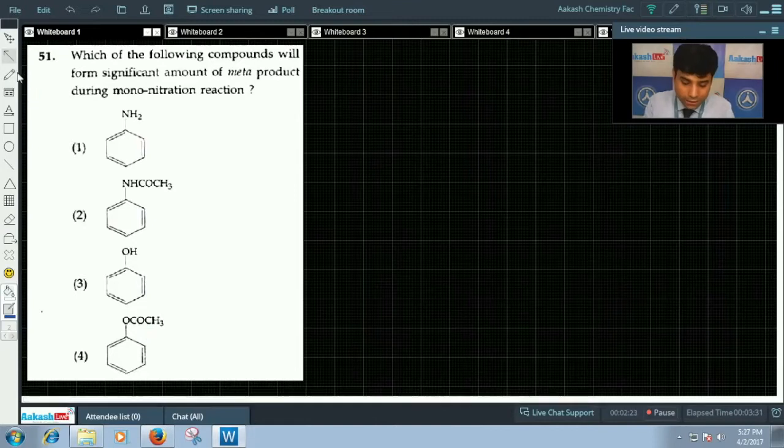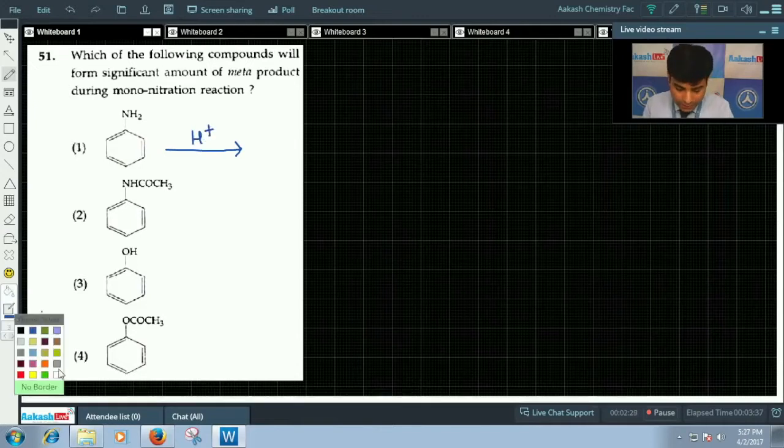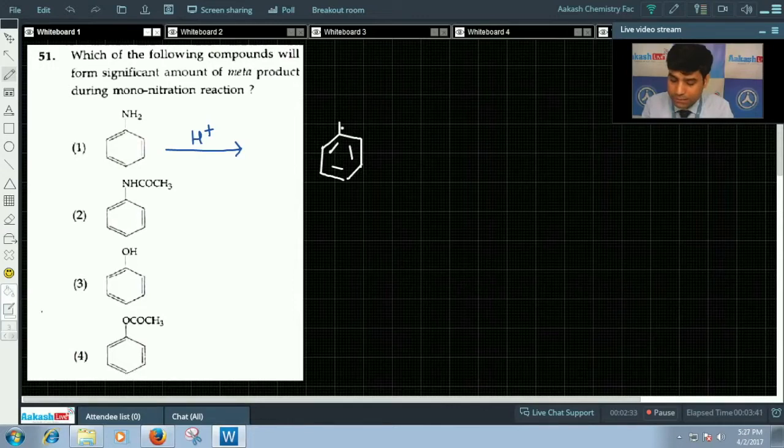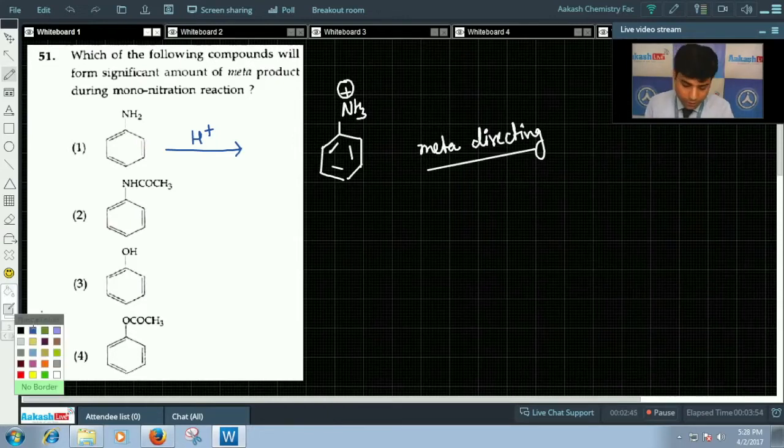However, if I talk about aniline, on nitration, it reacts with H plus, giving us NH3 plus. This is meta directing in nature. Hence, option 1 or aniline gives us a significant amount of meta product.